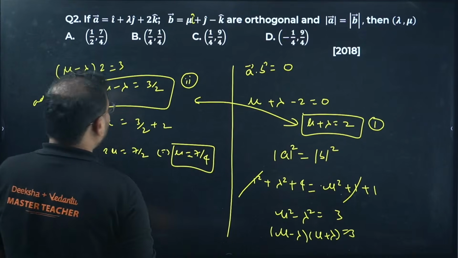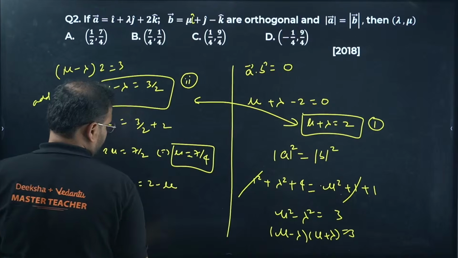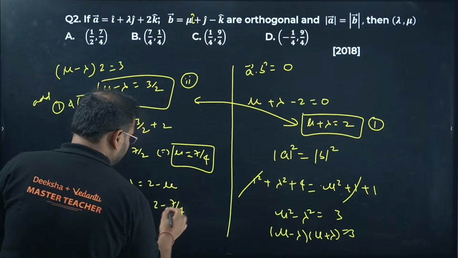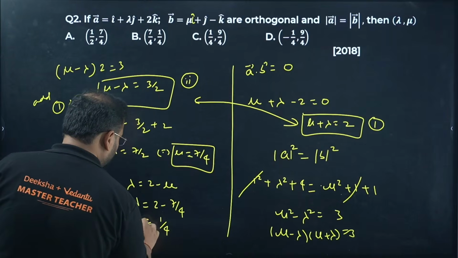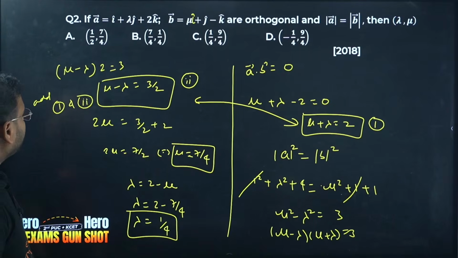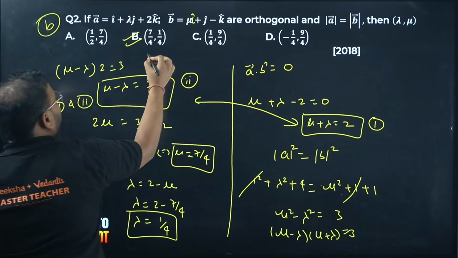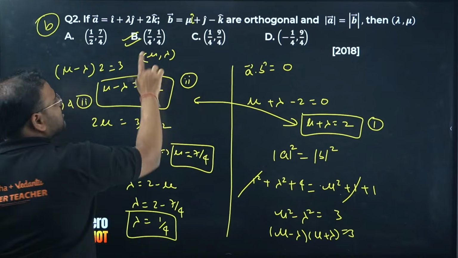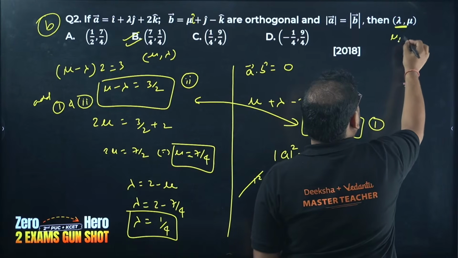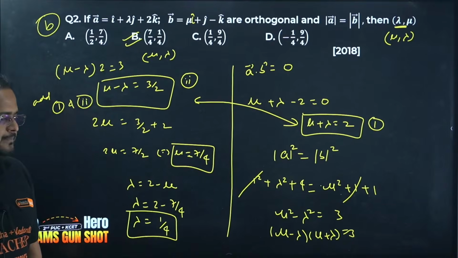So what do you get for lambda value? Lambda will be 2 minus mu, right? Check here, 2 minus 7 by 4 means 8 minus 7, so 1 by 4 is your lambda value. What are they asking? Lambda comma mu. This is actually mu comma lambda, but that is the only right option. Please check, guys. The answer is option B.